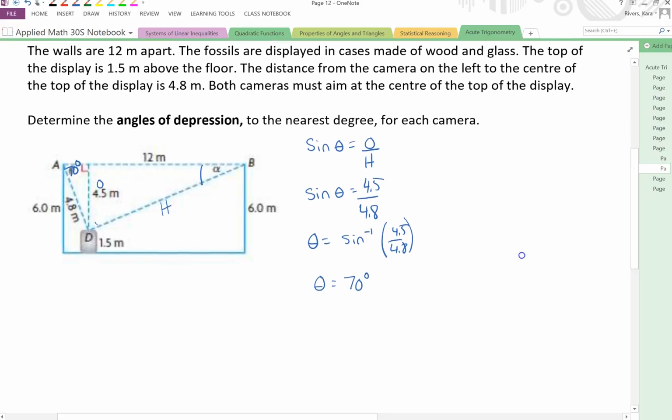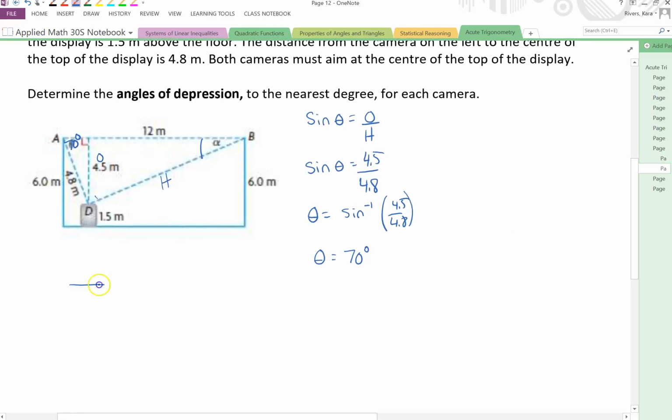Let's redraw our big triangle here. So we've got 12 meters all the way across. And then I've got this 4.8 meters. And this goes back up to alpha. I just solved that this was 70 degrees. Now, if we label this A and B, and this was D, right?